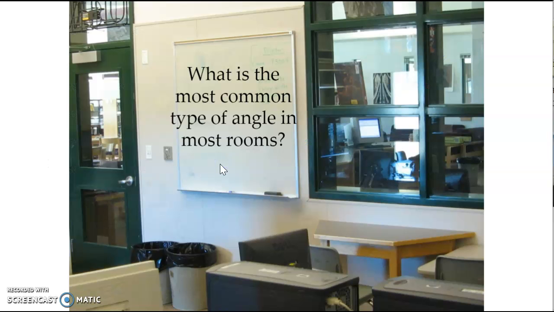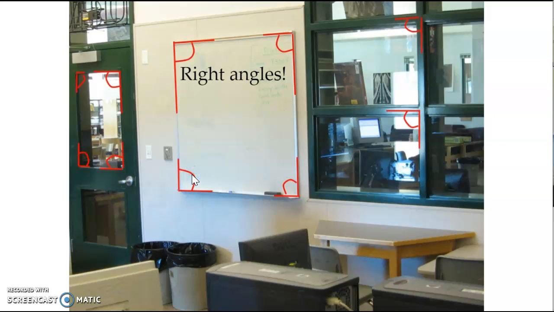And why are angles really important? Well, what is the most common type of angle in most rooms, or basically your house or anywhere? It's the right angle. So right angle you're going to see everywhere, and that's going to come really handy for many things.